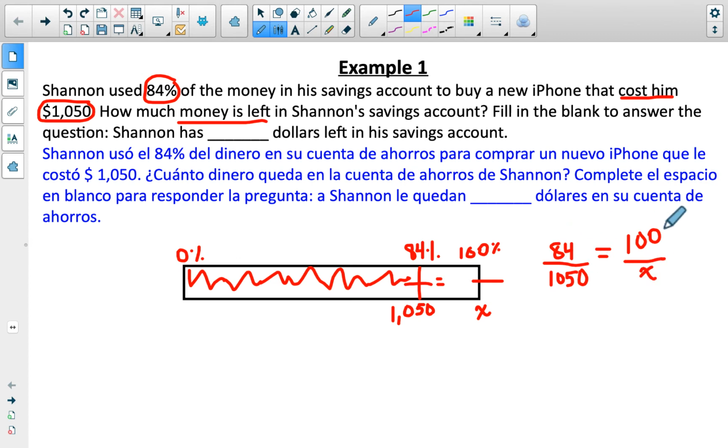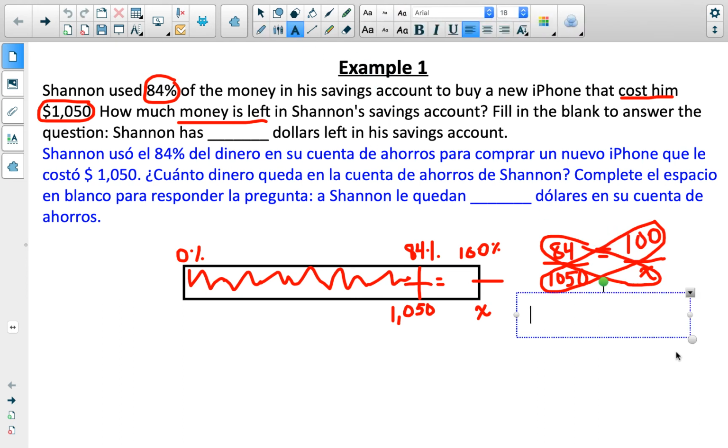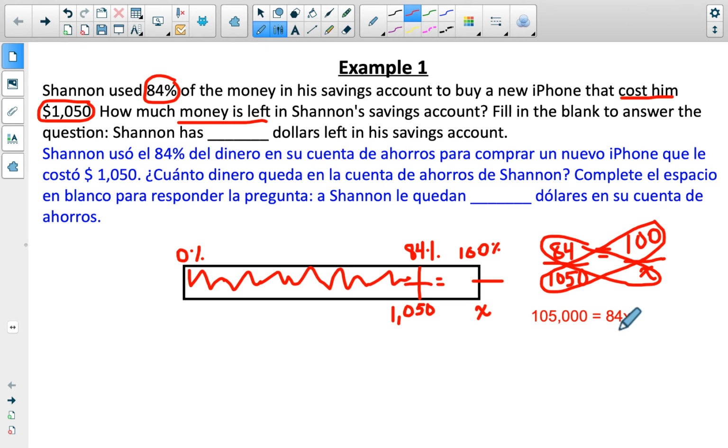Now, once we're here, you can either find the scale factor, but this is not a very easy scale factor problem. So instead, you can cross multiply. And what you're going to end up getting here is 105,000 equals 84x. And then to solve this, you divide. Remember, cross multiply, and then you end up dividing. And I'm picking up my calculator now. So we got 105,000 divided by 84. That gets a value of 1,250.